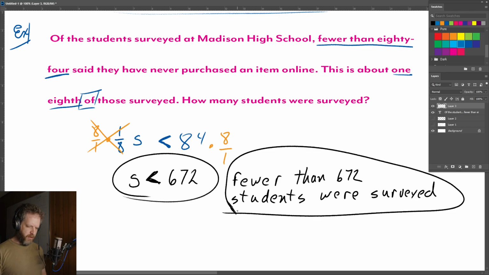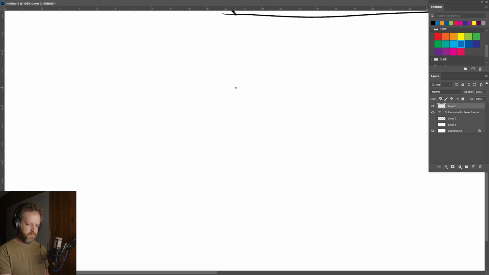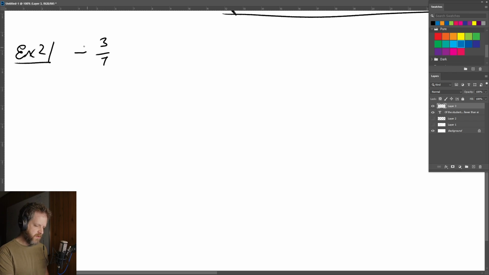All right. So let's do another example. Okay. So, example 2 is negative 3/7. Move my negative over a little bit so I can do stuff with it. Negative 3/7 is less than 21.